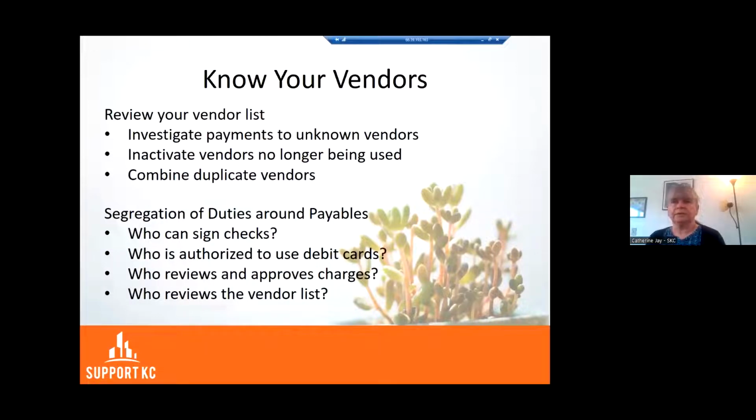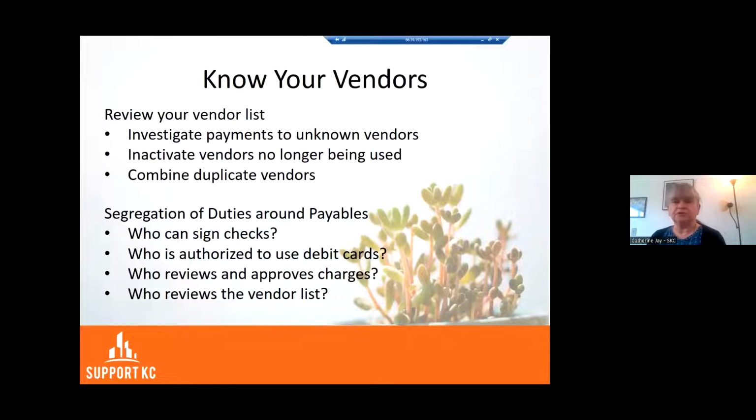So on knowing your vendors, an important thing to do is review your vendor list throughout the year. Investigating any payments to unknown vendors. If there's a vendor on your list and you don't know who that is, finding out what was paid to them. If you have a lot of inactive vendors on your list, you might want to remove those.